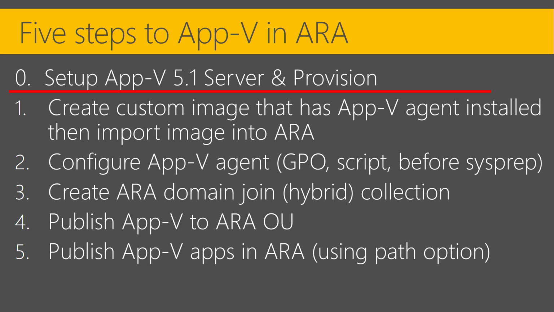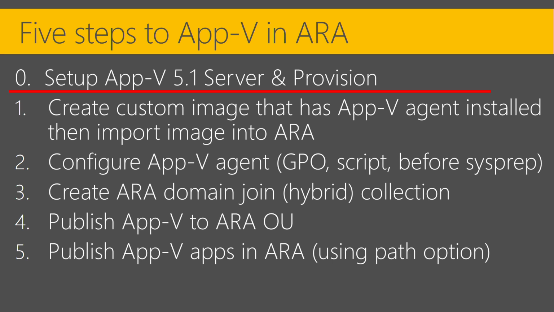And you need to configure that App-V agent. You guys are probably already doing this through group policy or scripts. You can also do it before you sysprep the image. For those that were doing App-V, do you use more group policy or scripts, or how do you configure the client to look at the publishing server? More group policy? That's what we see most people doing.